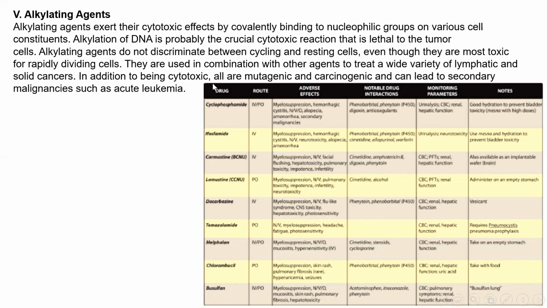Alkylating agents do not differentiate between cycling cells and resting cells, so they attack both dividing and non-dividing cells. However, their effects are most toxic to rapidly dividing cells. They can be used in combination with agents from other classes. In addition, all these drugs in general could cause a common side effect, mutagenicity or carcinogenic effect, called secondary malignancies such as acute leukemia, which can be treated with anti-cancer drugs.